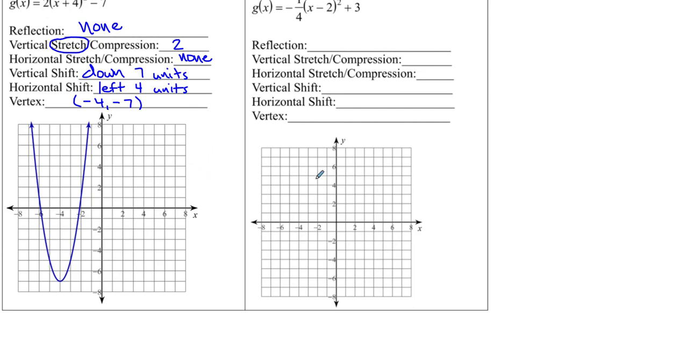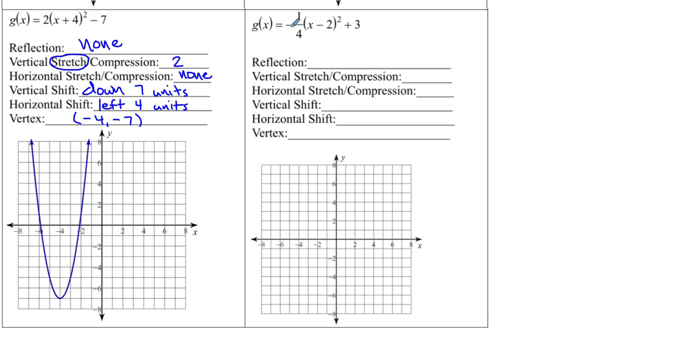All right, and then our last one here, do we have a reflection? Yes, we do. So I'm going to put yes, we are reflecting over the x-axis. And then vertical stretch or compression, we are smaller than 1, so that is going to be a compression, and that value is 1/4. Okay, we do not do the reciprocal for the verticals. Do we have a value in front of this X? We do not, so there is no horizontal. Okay, vertical shift, yes, we're going to go up 3 units.